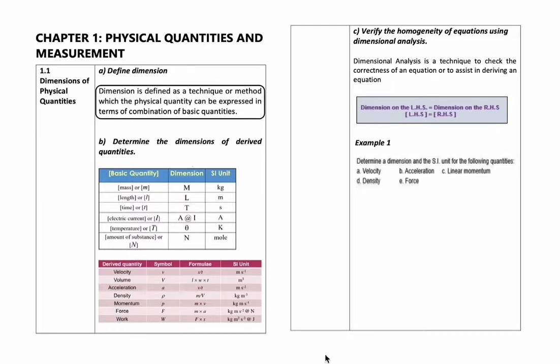Okay, so this is the first chapter for your physics, SP015. We're learning about physical quantities and measurement. Before we go into the chapter, we have to know what it means. So, what is a physical quantity?